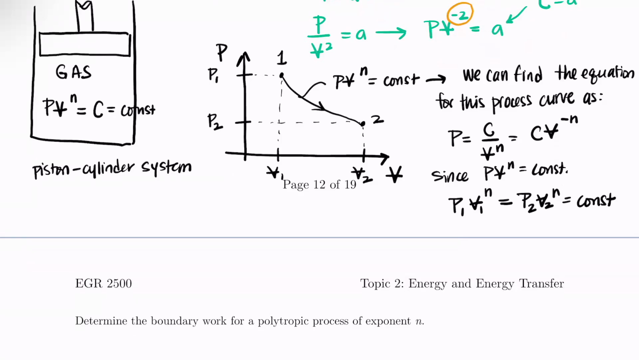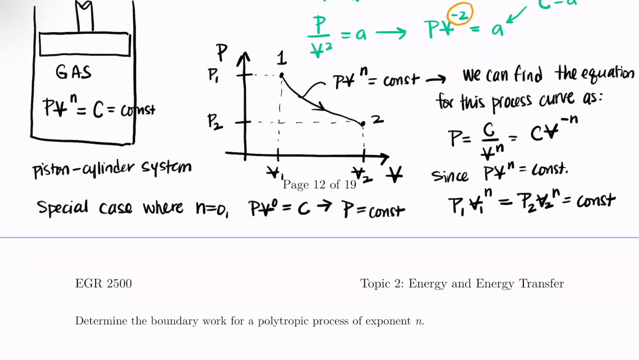One other thing I want to mention is that in the special case where n is equal to 0, we have PV to the 0 is equal to C, which just means that pressure is equal to a constant. So that would be an isobaric process, right?